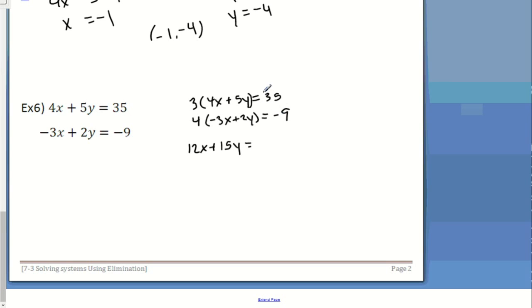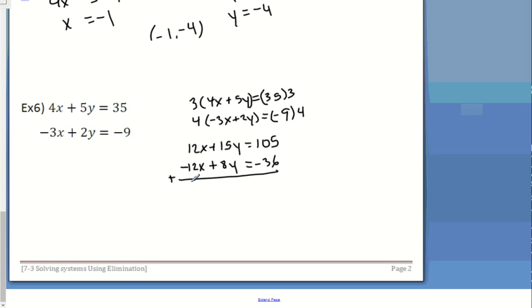Maybe you probably already spot this, but if I multiply this side by 3, I've got to multiply everything by 3. And if I multiply the one side by 4, I've got to multiply everything by 4. So 35 times 3 is 70, 80, 90, 105. And do the second equation, that becomes negative 12x, and that's the key. Now these are opposites, see? Plus 8y equals negative 36. I'm going to add them now.